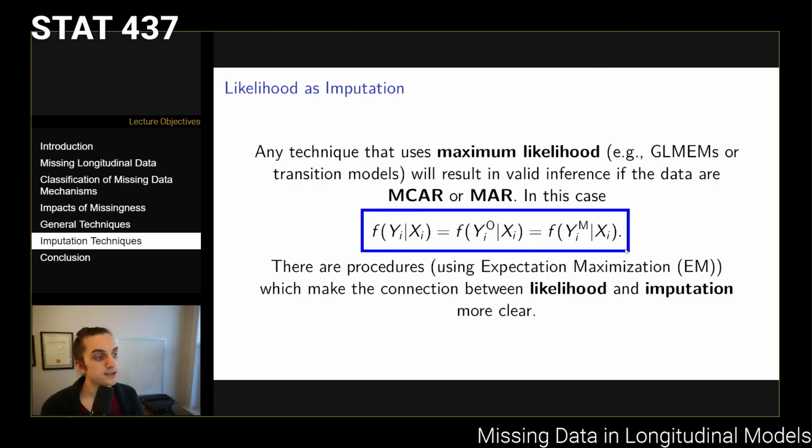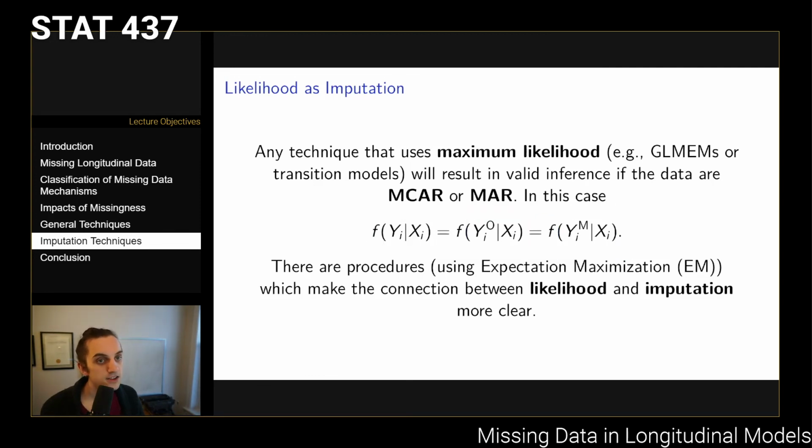And the basic reason is that the conditional distribution given xi is going to be the same between just the observed people and just the missing people, as well as the full sample, right? And so in this sense, likelihood procedures are going to be acceptable.